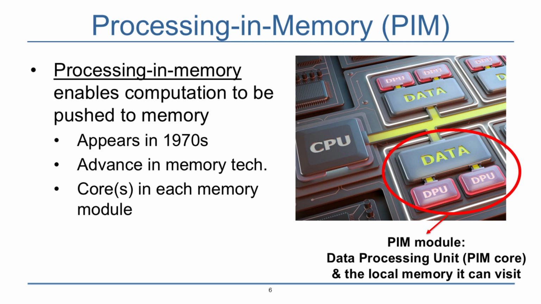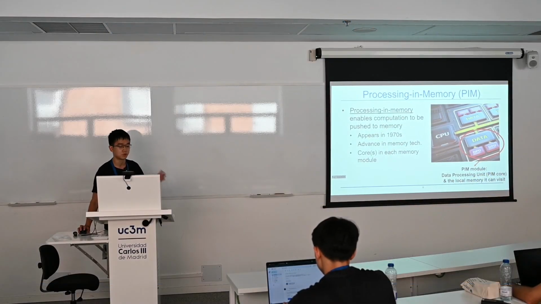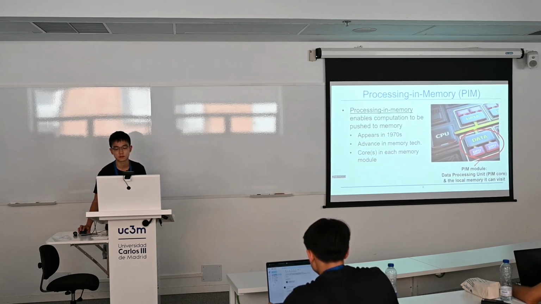And we believe that the key idea of processing-in-memory is to put cores or compute power in the memory module to avoid the data movement between the memory or data storage and the compute site.